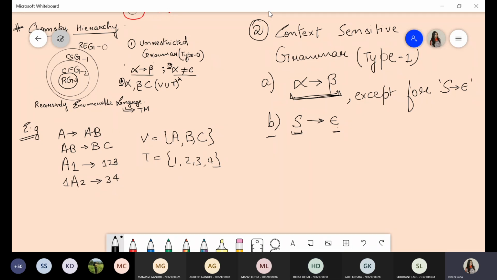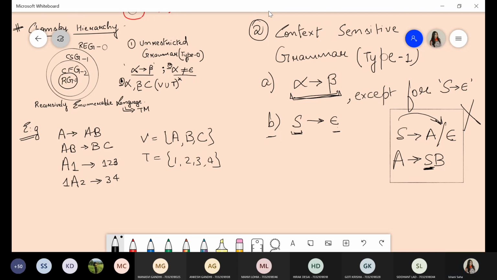What does this mean? Suppose there is this start symbol S tends to A and epsilon. That means there is a production that S is generating epsilon, and now let's say I'm producing something like this. This complete grammar is not allowed. Why is it not allowed? Because it is saying the start symbol should not be there on the right hand side if there is a production S tends to epsilon. Is it clear?